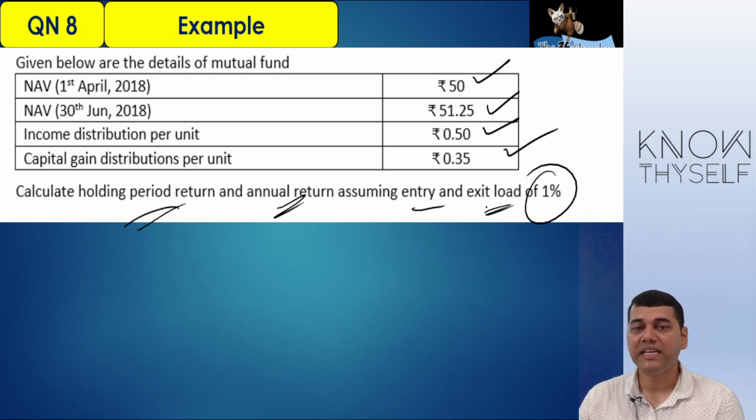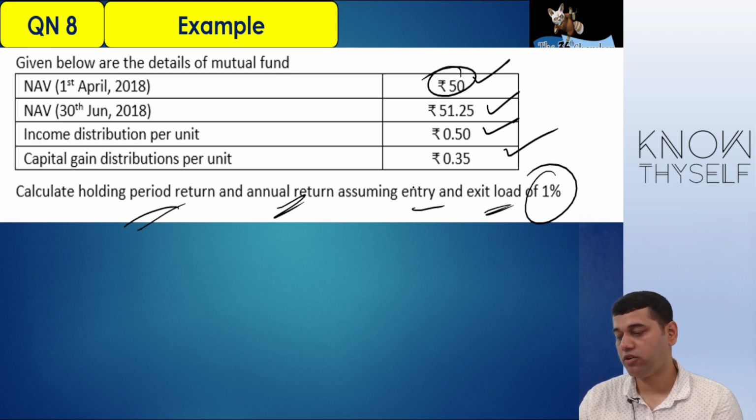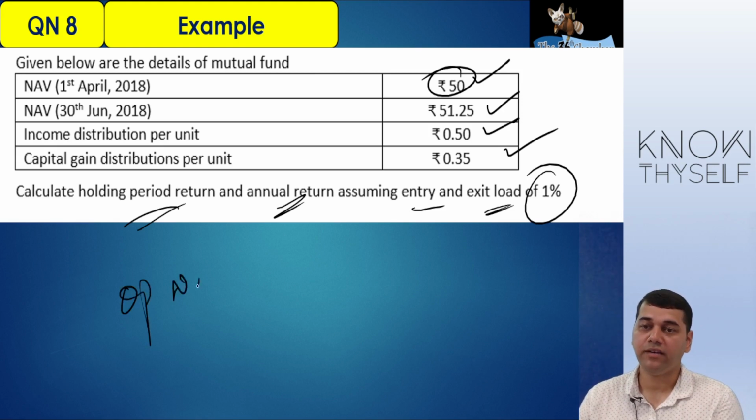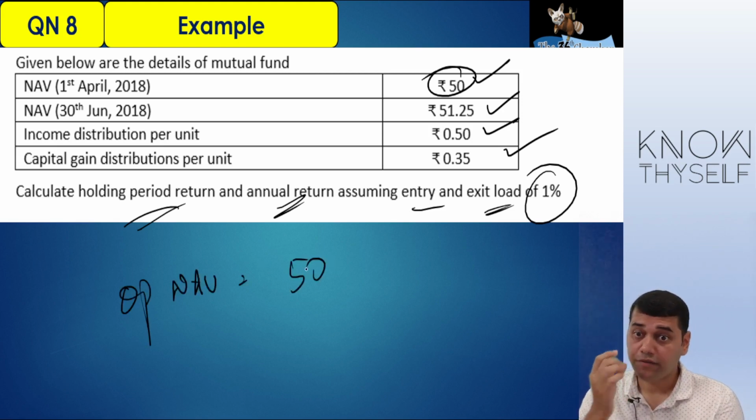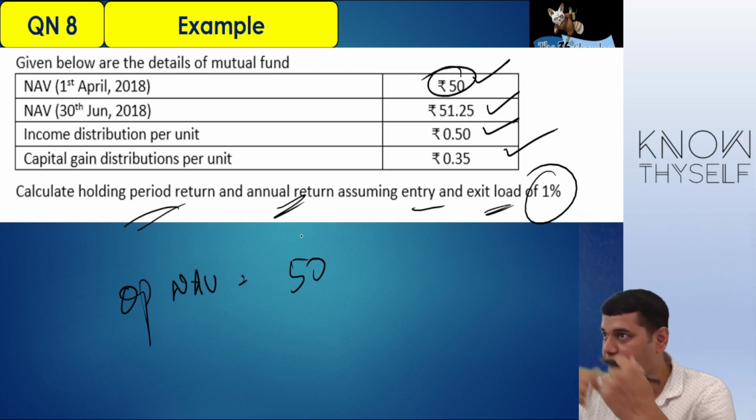So if my entry load and exit load is 0.5, when I entered, what was my NAV? What was my cost? I need the opening NAV, right? What is my opening NAV? 50, what they quoted. Will I get it at 50?